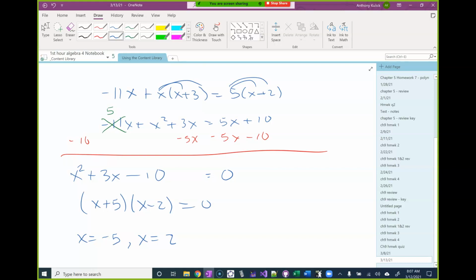Grace? Do you always get 2 x's? Well, the solution to a quadratic equation is always going to give you 2 answers if you're counting multiplicities. So you could get the same answer twice, right? Like you get 2 and 2, the same answer 2 times. But a quadratic's always going to give you 2 answers.